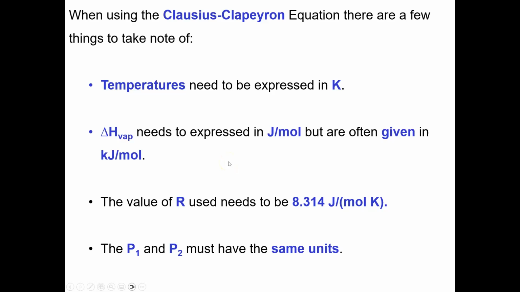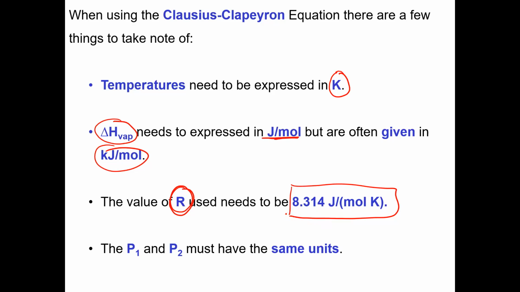So a couple of things to keep in mind when you are using the Clausius-Clapeyron equation. Your temperatures will need to be in Kelvin, but sometimes they're given to you in degrees Celsius. The enthalpy of vaporization needs to be given in joules per mole, but often in the problem, what you'll get is kilojoules per mole. Be cautious with the value of R that you use because there are several ways in which we use R in chemistry, but you need to use the value of 8.314 joules per mole per degree Kelvin.